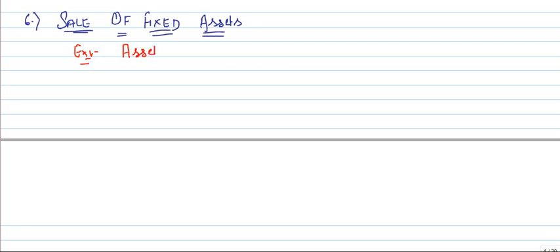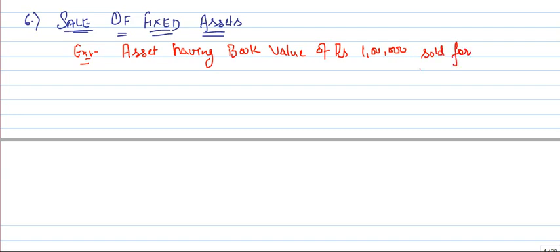Asset having book value of rupees 1 lakh sold for rupees 1,20,000. Right? Now, if you are preparing the accounts of the NPO, what treatment will you give to this problem? An asset whose book value is 1 lakh rupees is sold in the market for 1,20,000 rupees.